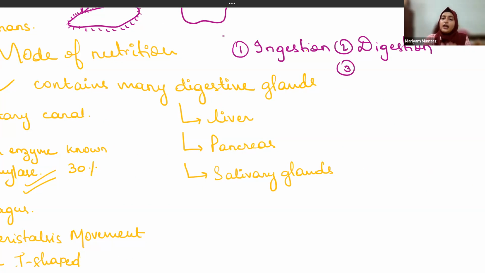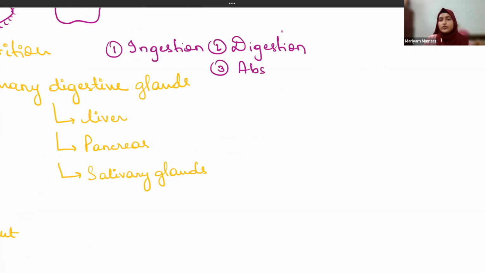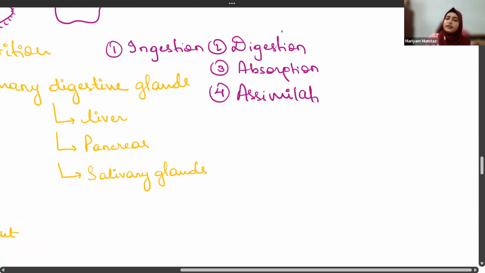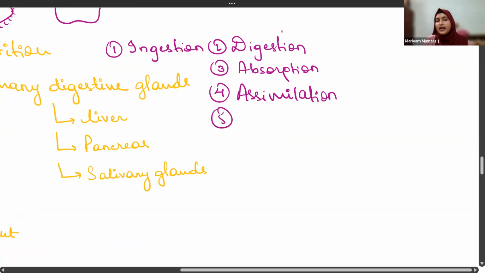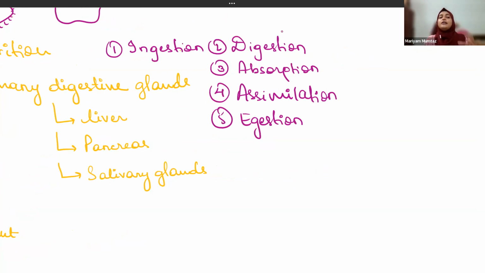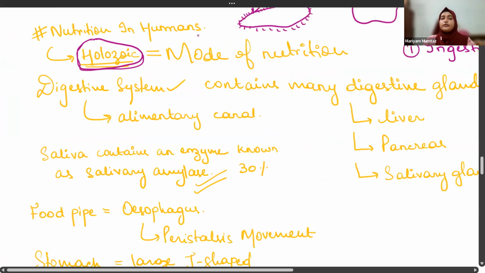Then the third step is absorption. And there is another step, which is assimilation. In this step, after absorbing the food, the nutrition that we are getting is distributed to the different parts of the body. That is assimilation. And then the last step is egestion, meaning the throwing out of the waste food. So since our mode of nutrition takes place by ingesting the food, then digesting, absorbing, assimilating, and finally egesting, this whole mode of nutrition is known as holozoic mode of nutrition. Is it clear?